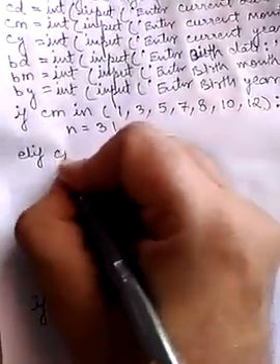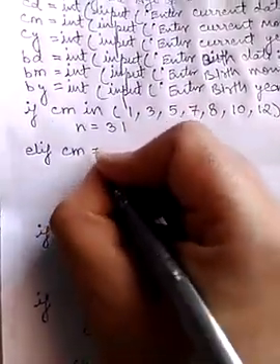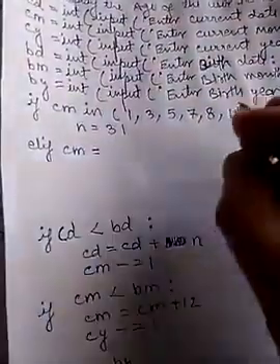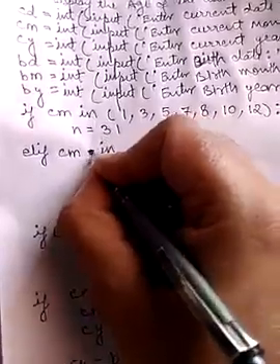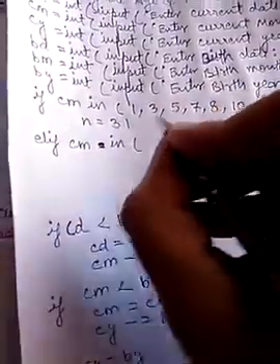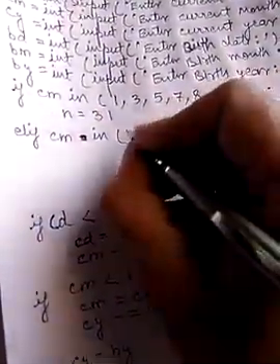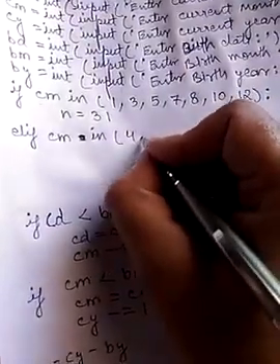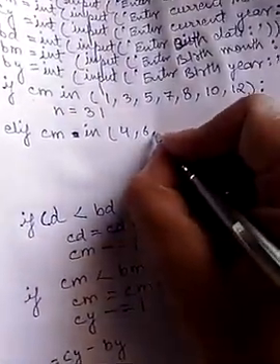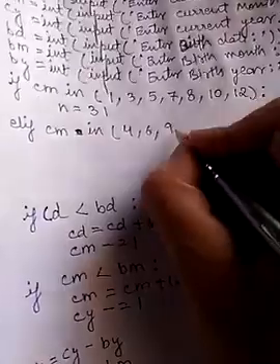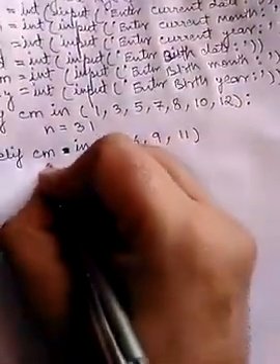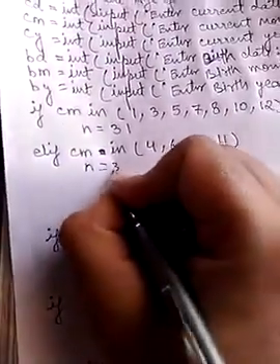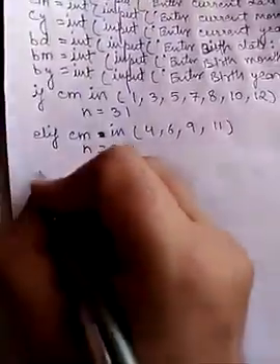And if the current month is in, now I am finding the months of 30 days, that is 4, 6, 9, 11, then the number of days will be 30.